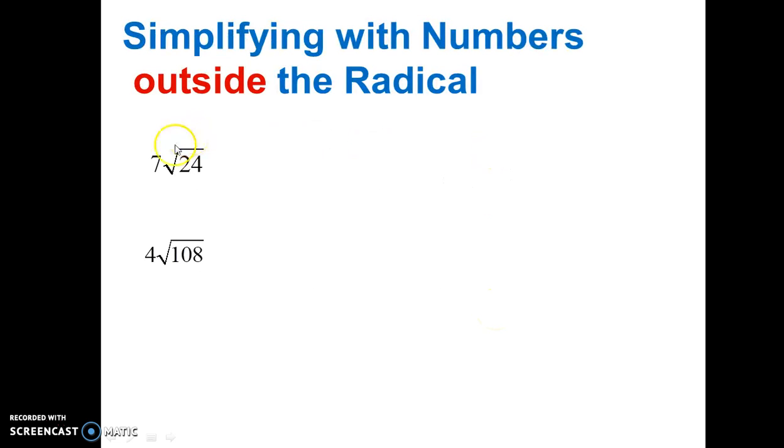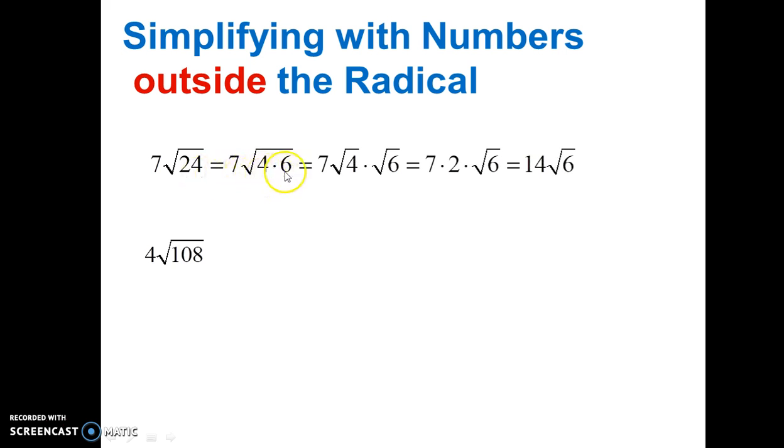What happens when you have numbers outside the radical? So let's look at this. There's a 7 there. Well, you can still do the inside as before. So 24, two numbers that make 24. Well, 4 times 6 makes 24. And the square root of 4 is 2. So that square root of 4, that 2 comes out here. And you see the 2 is here now. And you have 7 times 2 on the outside. Root of 6 remains inside. And 7 times 2 is 14. So now the outside is 14 because we had that 7 out there already.